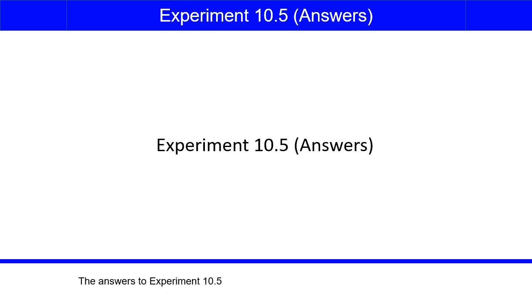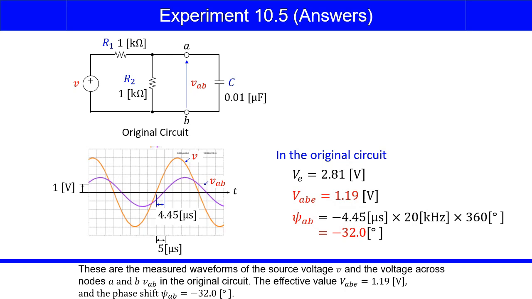The answers to experiment 10.5. These are the measured waveforms of the source voltage V and the voltage across nodes A and B, VAB, in the original circuit. The effective value VABE was 1.19 volts, and the phase shift psi AB was negative 32.0 degrees.